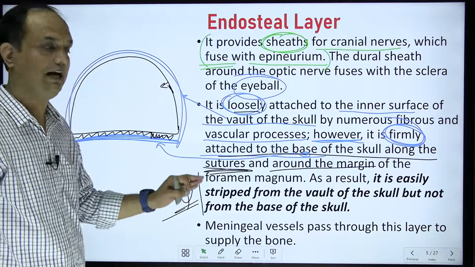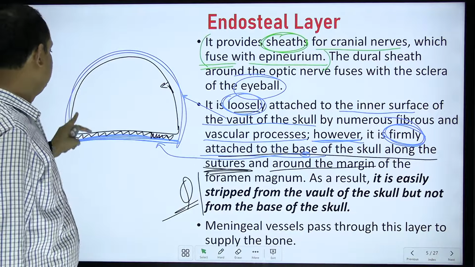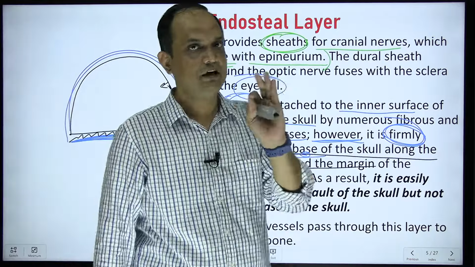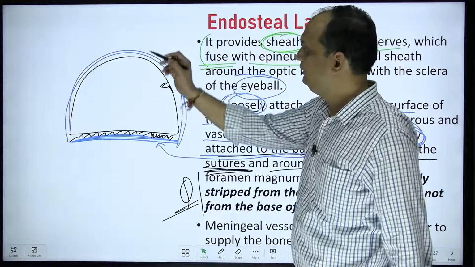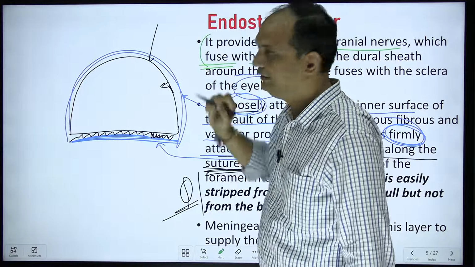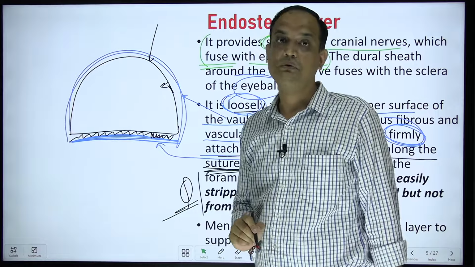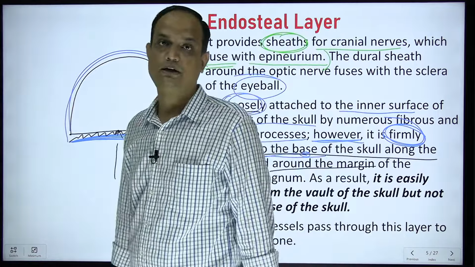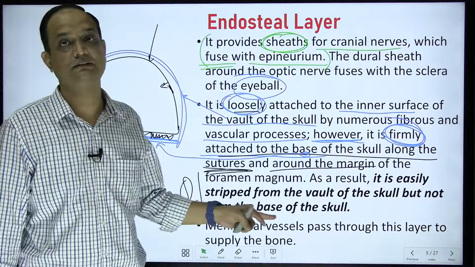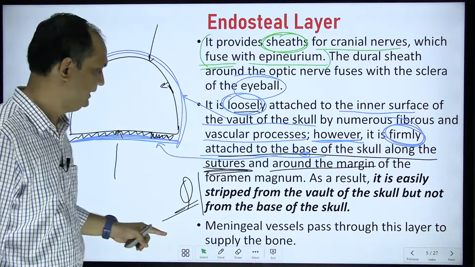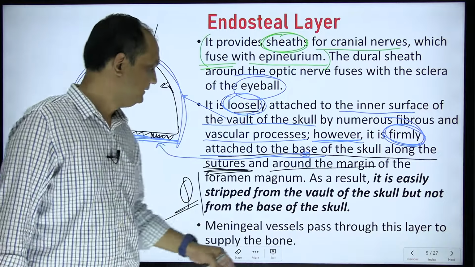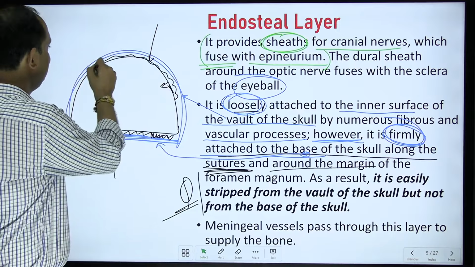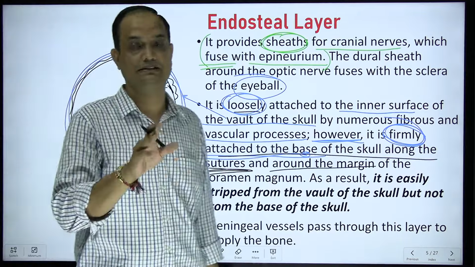The confusion is that students always keep this thing in mind, that if it is an inner lining of the skull, then it should have the same nature. But it does not have a similar nature, because when you are talking about the covering on the inner side in the upper part, it is loosely attached. When you are talking about the covering in the lower part, it is firmly attached. So this makes the difference, and that's why this line is here, and you have to keep this in mind. Meningeal vessels pass through this layer to supply the bone. We are talking about this area, so in this area you have the meningeal vessels.